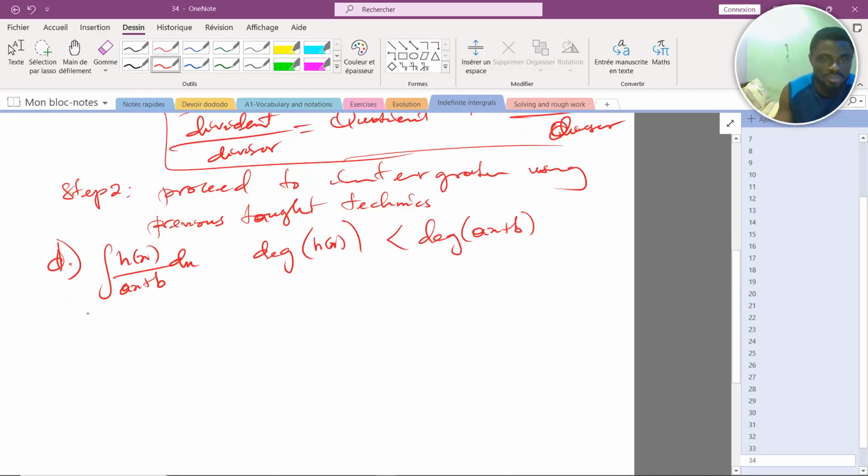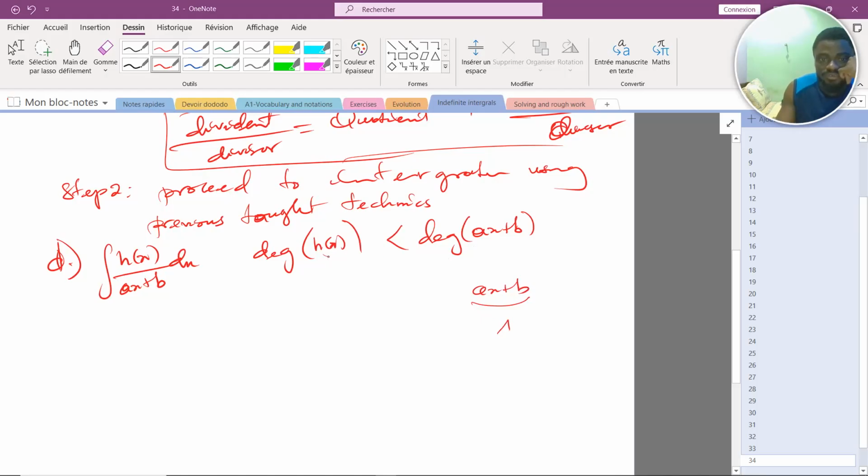Okay, welcome back. I hope you tried to analyze it and came out with a conclusion. So basically, how are you supposed to integrate this? There's a very important piece of information given here: the degree of h of x is less than the degree of ax plus b. When you look at this ax plus b, what's the degree of such a function? If this is a linear function, the degree of this is 1. The highest power of x is 1.